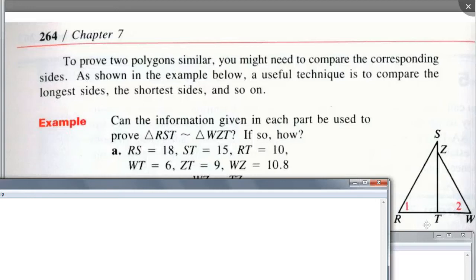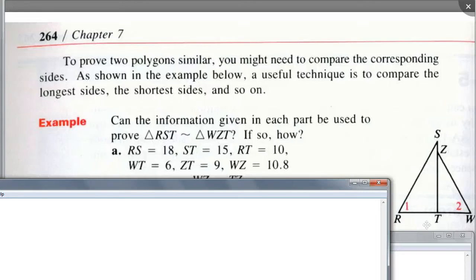So look at RS. Which one are you going to compare RS with? Is it WT? No, you have to compare with WZ. Krista, why WZ? Because they're corresponding sides. Yeah, and how do you know that? Why not ZT or WT? Why does RS go with WZ? Because that's the longest side of these two triangles, isn't that right? You see what I'm saying here?